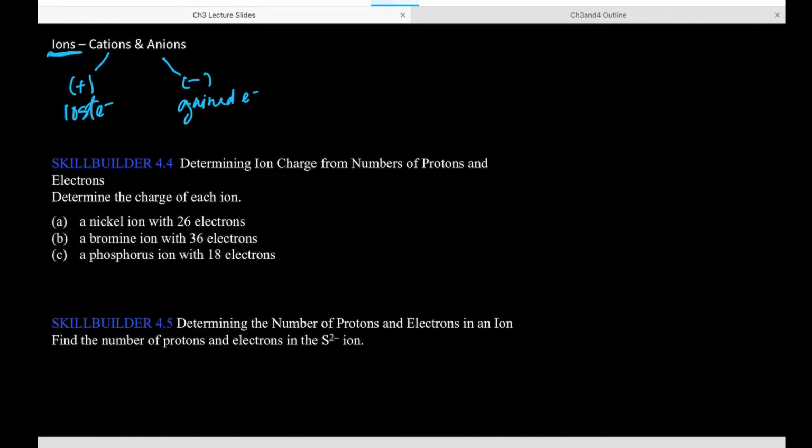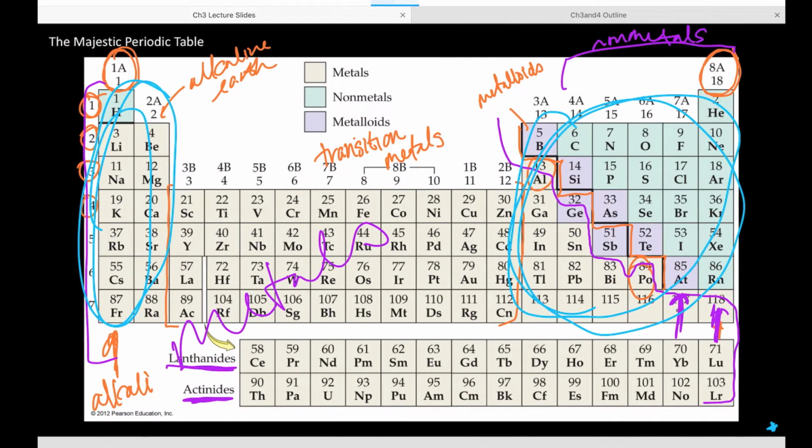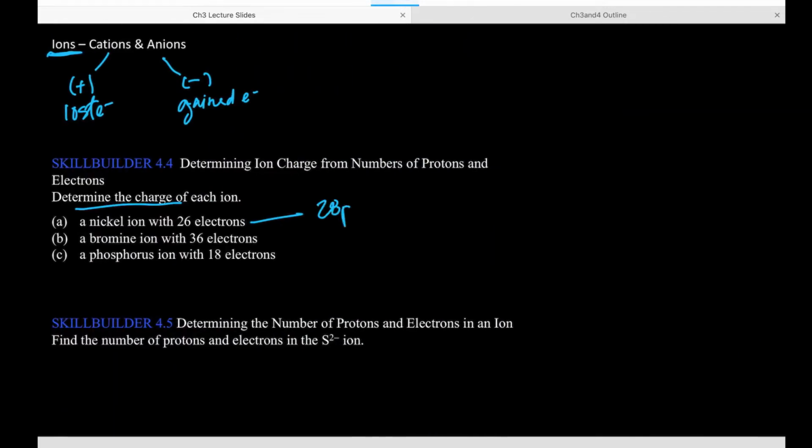Okay, so when we think about that, let's go ahead and do some practice. Determining ion charges. It says determine the charge of each ion. If we have a nickel ion with 26 electrons, and we would like to know its charge, first of all, what do we need to know? Nickel comes with 28 protons. And we know that we have 26 electrons. Protons have a charge of +1. Electrons have a charge of -1, which means that +28 -26 equals +2. Does that make sense?